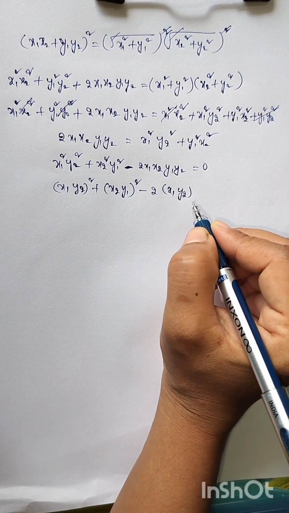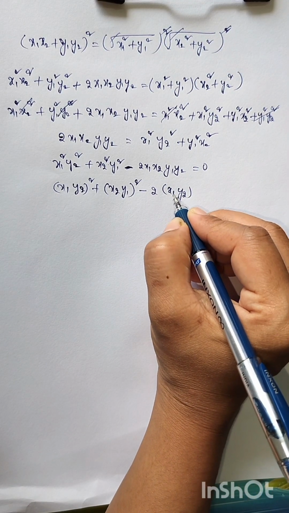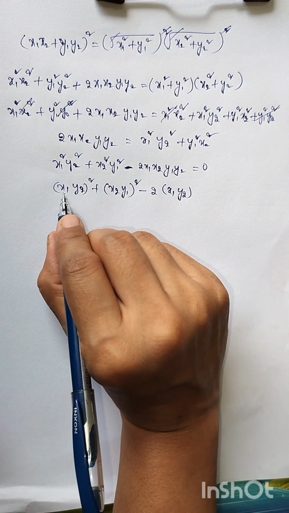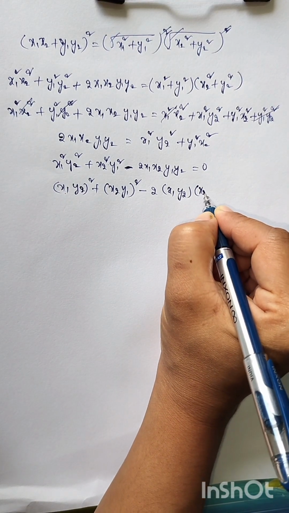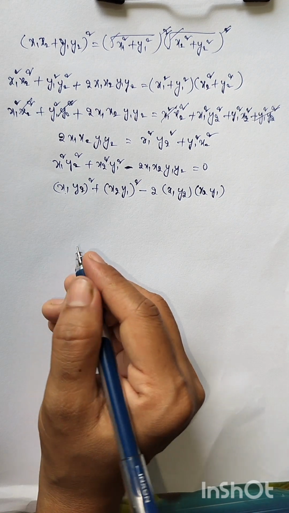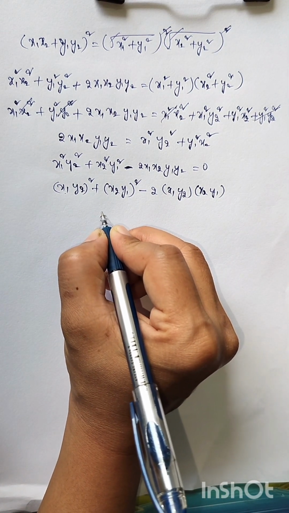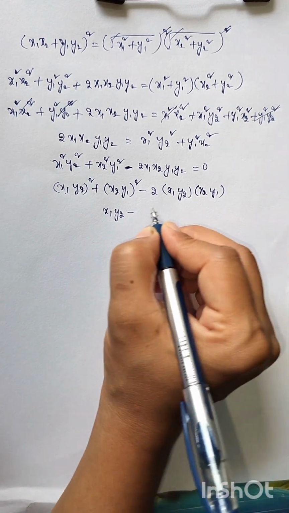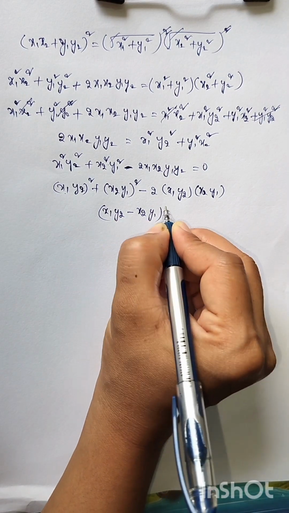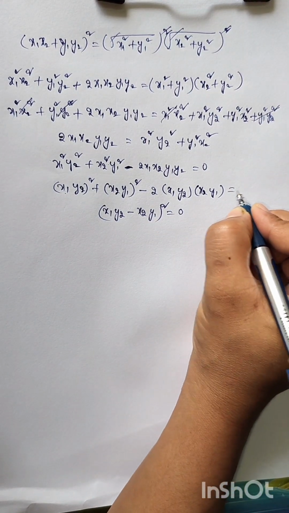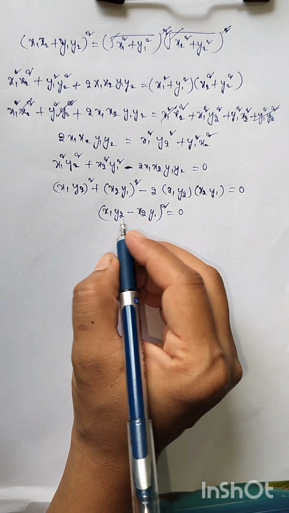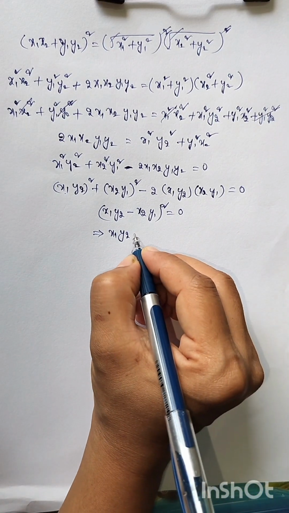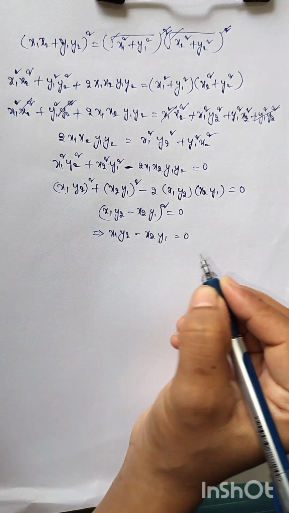We are writing it in the form a square plus b square minus 2ab. Here a is x1 y2, b is x2 y1. So now we can write the a minus b form: (x1 y2 minus x2 y1) whole square equals 0. So x1 y2 minus x2 y1 is equal to 0.